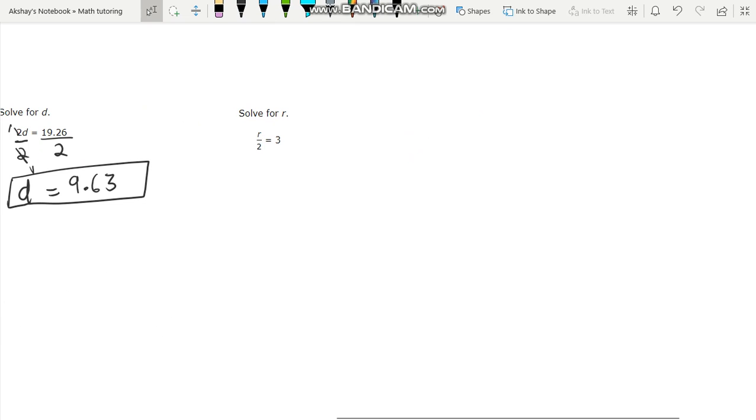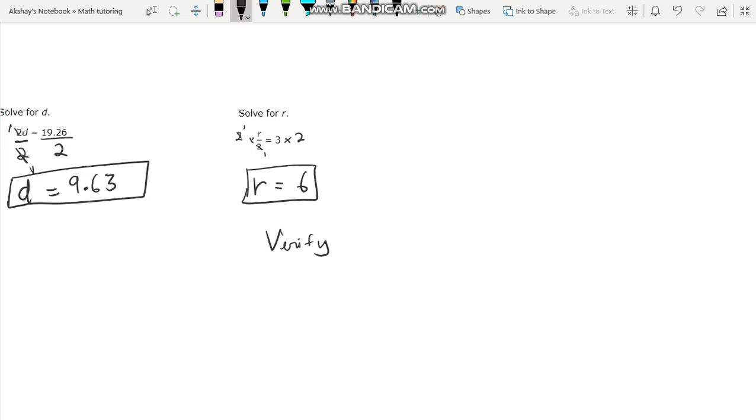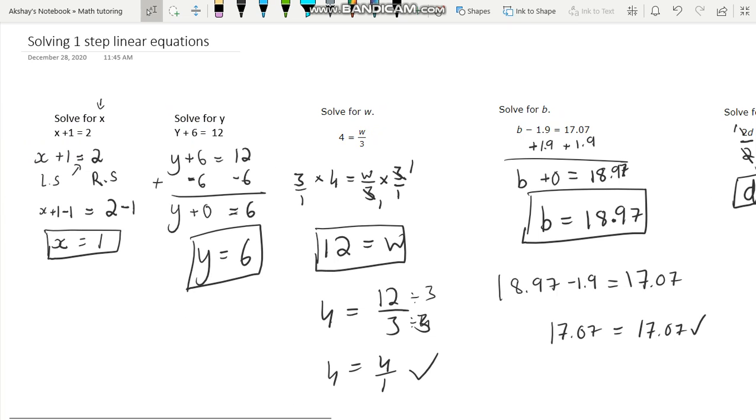All right, last question is solve for r. So easy, we can multiply both sides by 2. 2 divided by 2 is 1, so r is equal to 3 times 2, which is 6. Verification: we have r divided by 2 is equal to 3, and r is equal to 6. 6 divided by 2 is equal to 3. So 3 is equal to 3, left-hand side is equal to right-hand side. So that was solving one-step linear equations.